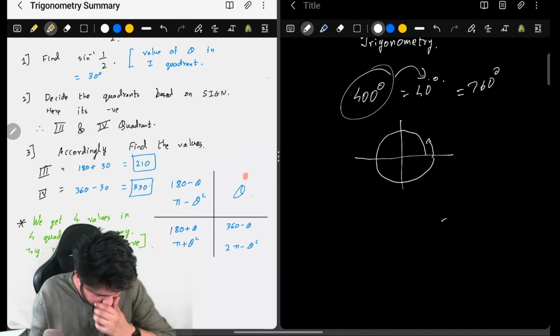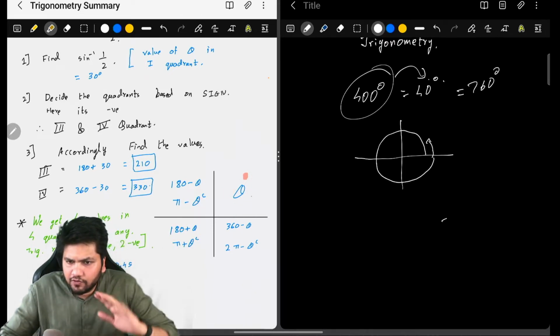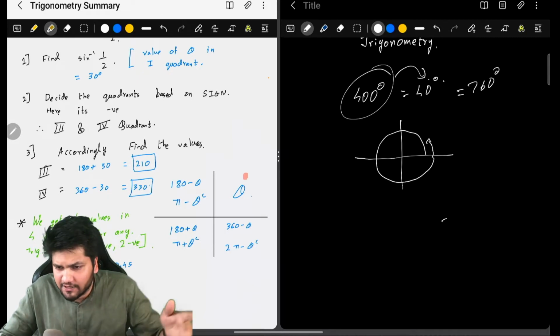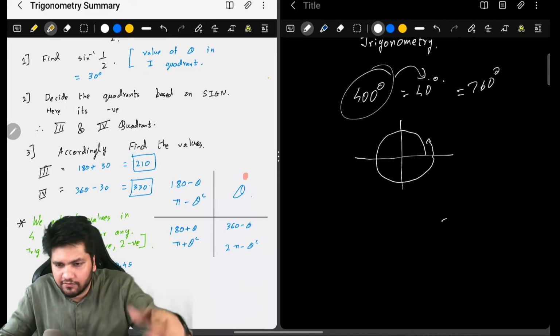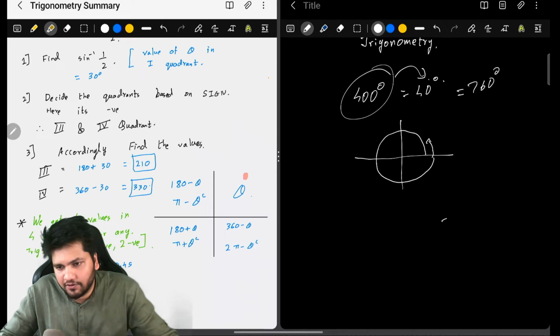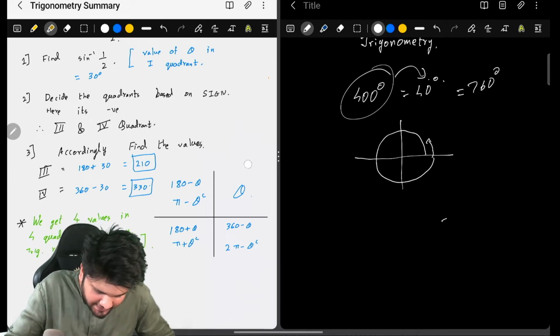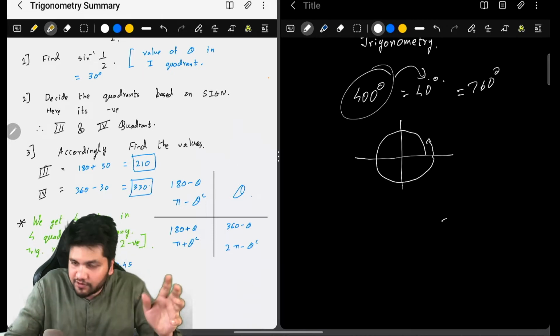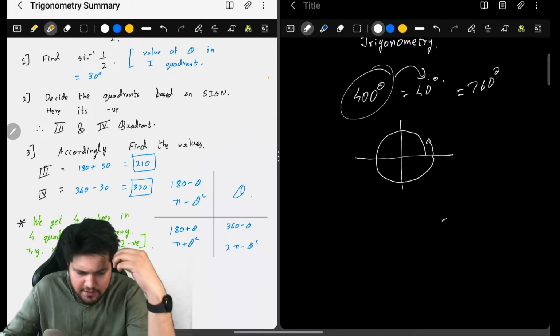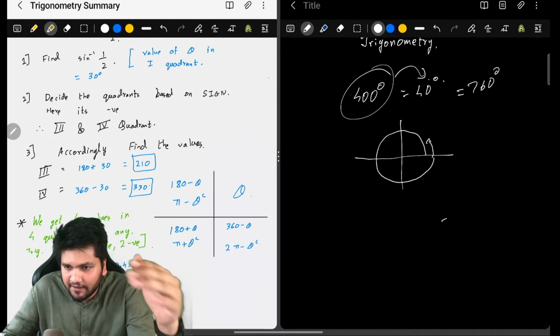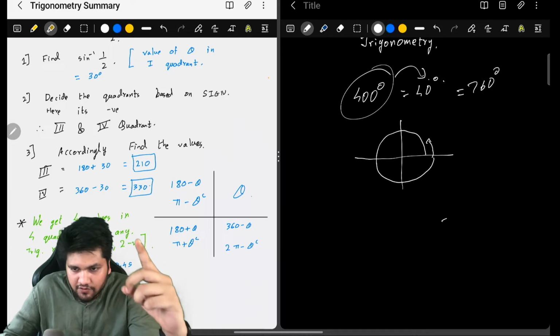As you can see, this is always going to be the rule for all the trigonometric ratios, be it sine, cos, tan, sec, cosec, cot. Sec, cosec, cot, we are just going to convert into sine, cos, tan, and then use the same formula. Even if it is minus 1/2 or minus 0.75 or something like that, we will always find the first quadrant value.